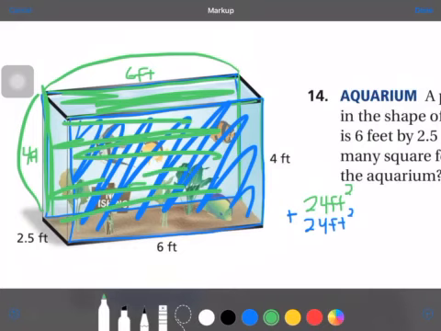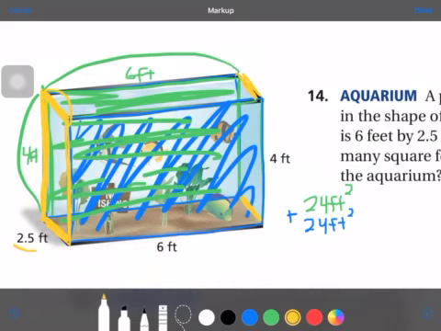Now we've got these side panels, on the left side and the right side. So what is this measurement right here? So we go directly across from that, we don't see any measurement. We go down from that, we don't see any measurement. So we go down from that, and we see that that's 2.5 feet. So here we have 2.5.